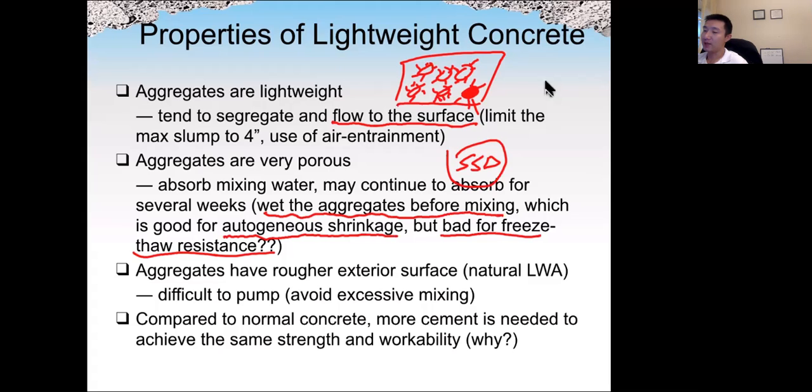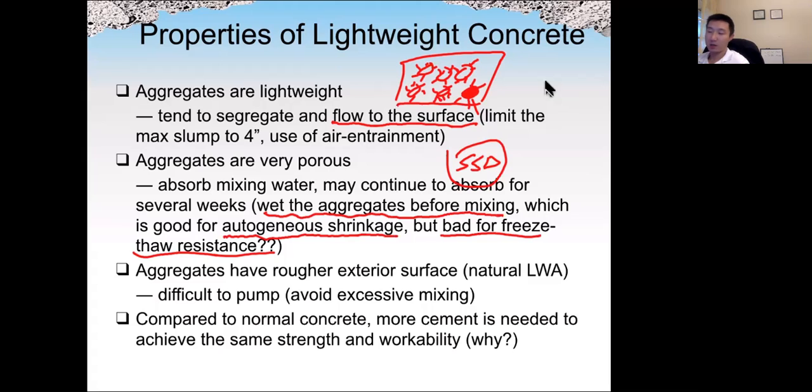For elastic modulus, it is also lower compared to normal concrete because the porous aggregate is softer and has a lower E value compared to normal concrete. So as we can see, only 1/3 to 2/3 compared to the normal concrete.